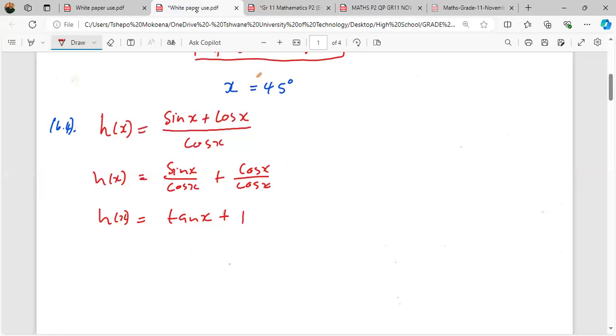But remember, graph of f of x looks like this. See? It looks like this.